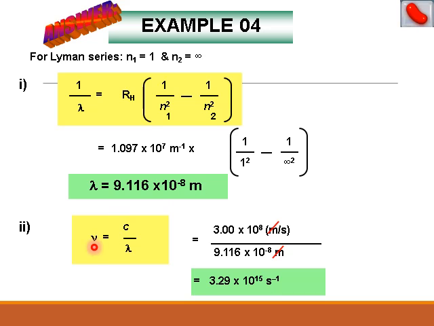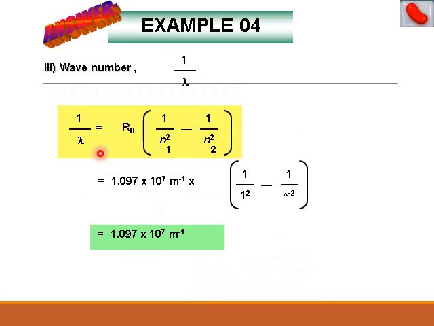So we continue with frequency. Okay, c is the light constant, speed of light constant, and then lambda that you solved in part 1. So just substitute, and then final answer with correct unit. Frequency is in hertz or per second. 1 over lambda is referred to wave number.